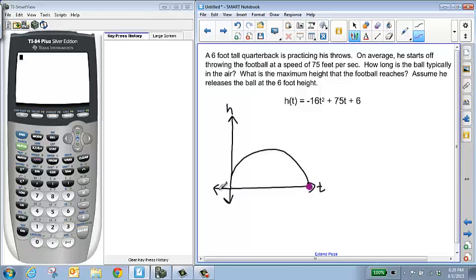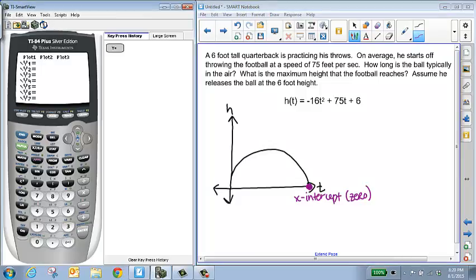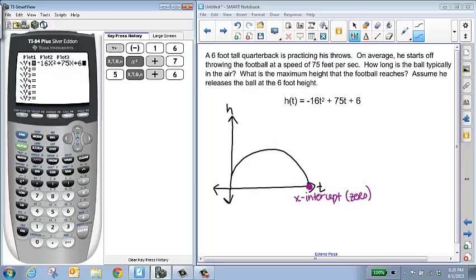Now since this point is on the axis, this is really representing an x-intercept or a 0 of the function. So that's the first thing that we want to find. Let's go to our graphing calculator and find the location of this x-intercept. We're going to hit y equals and type in our function, so negative 16, and we're just going to use an x in place of the t, and then plus 75x plus 6. And remember, we're going to hit graph next.